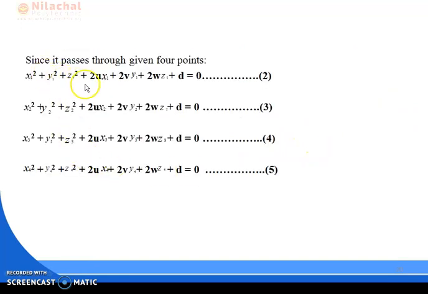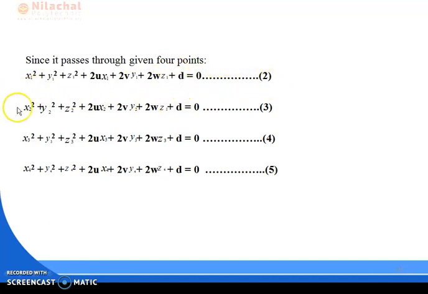Let's see. Since it passes through the given 4 points, that means each and every point satisfies the sphere equation, equation number 1. That means each and every point put in equation number 1 should satisfy it. First point is x1, y1, z1. Putting in equation number 1, instead of x, x1, instead of y, y1, instead of z, z1, we get equation number 2: x1 whole square plus y1 whole square plus z1 whole square plus 2ux1 plus 2vy1 plus 2wz1 plus t equals 0.